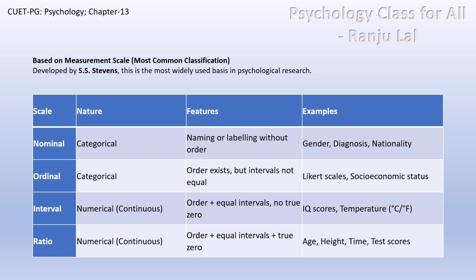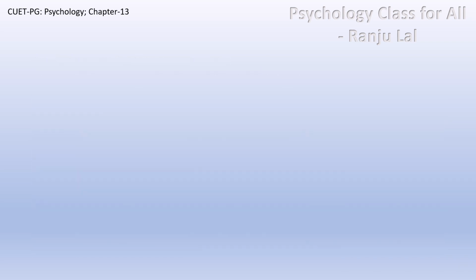Here, nominal or ordinal scales are mostly used in qualitative research, for example, case studies or surveys, and interval and ratio scales are used in quantitative studies. Example could be experiments or statistical modeling. The next classification is based on nature of data.